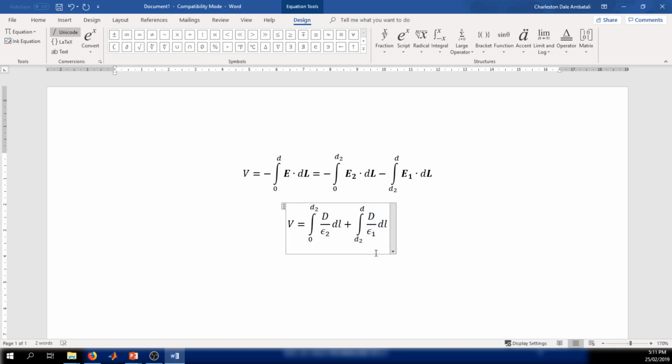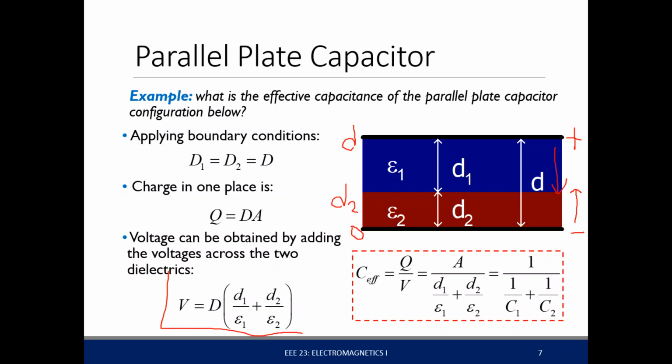Okay, so you'll get this expression: factor out D, you'll get D2 over epsilon 2 plus D minus D2, which is actually D1. So that's D1 over epsilon 1. And this is now the voltage that is shown in the slides right here.